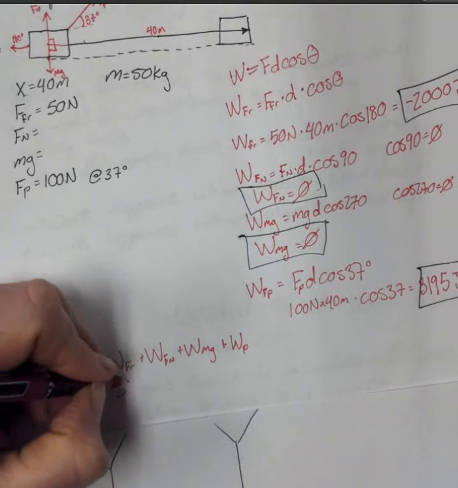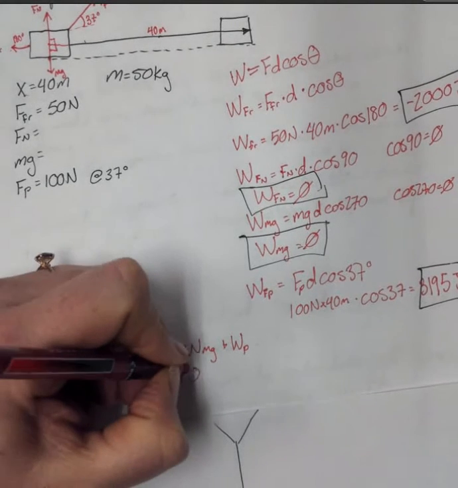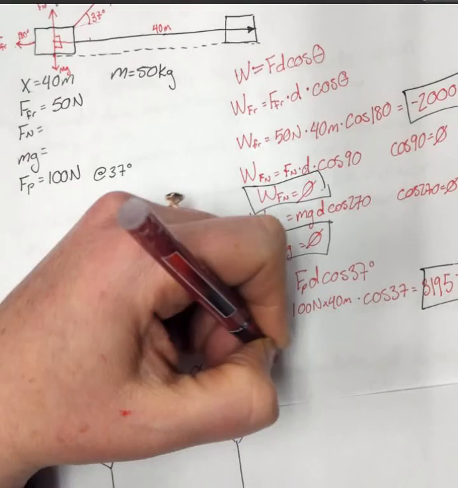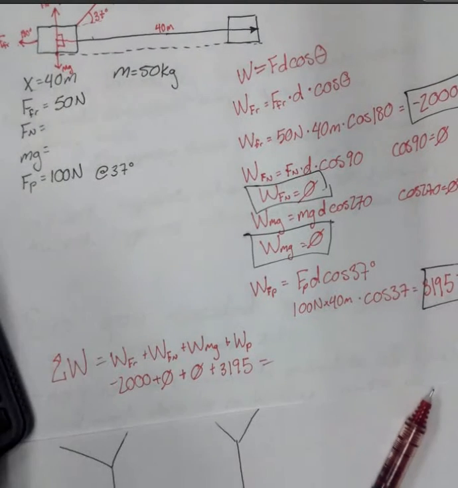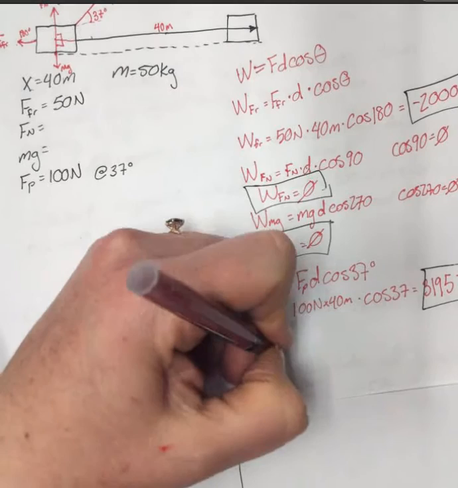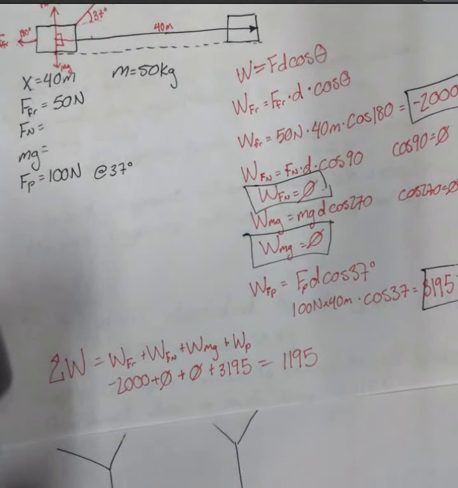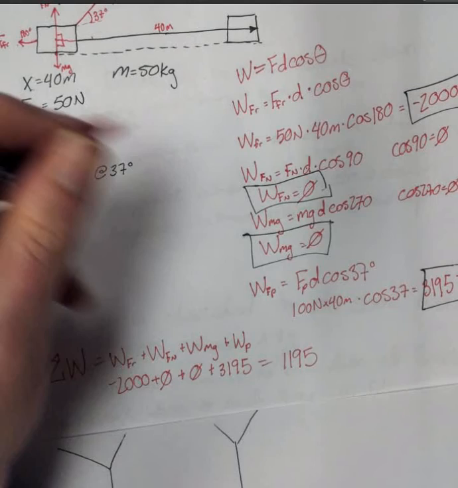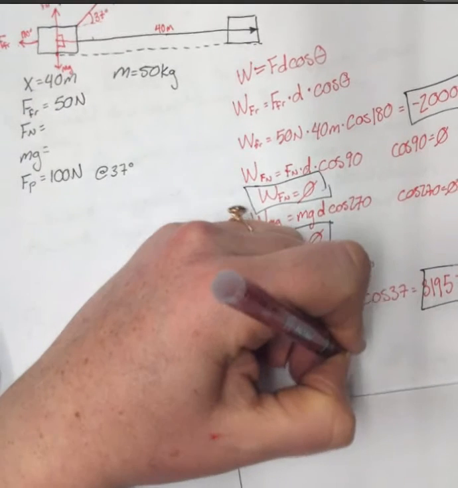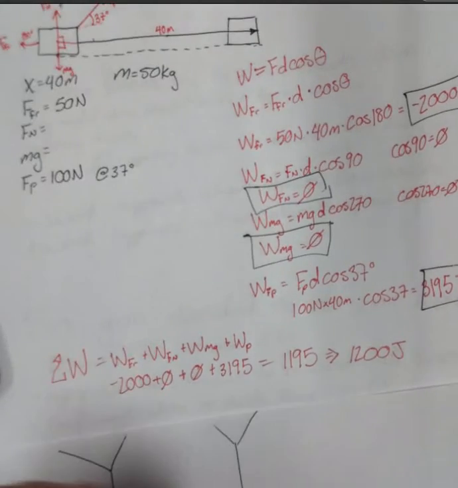Negative 2,000 plus 0 plus 0 plus 3,195 equals 1,195, which we need to round by significant figures. There's only two significant figures in any of these numbers, so that actually rounds to 1,200 joules. And that would be the net work.